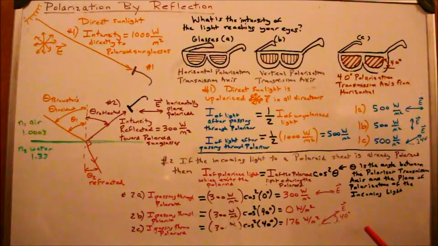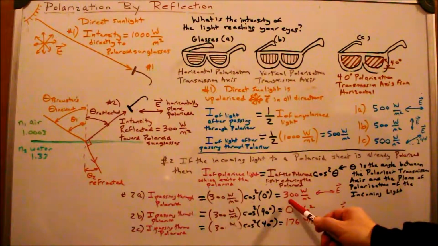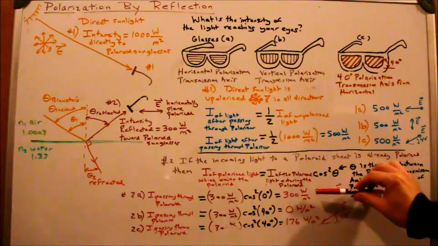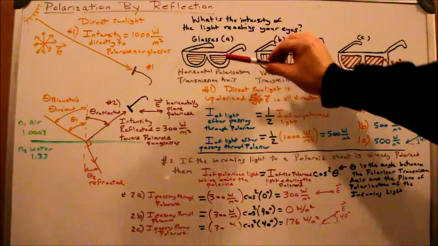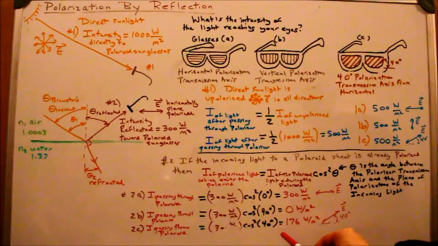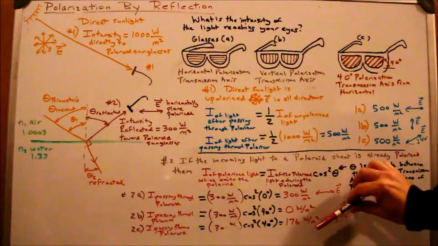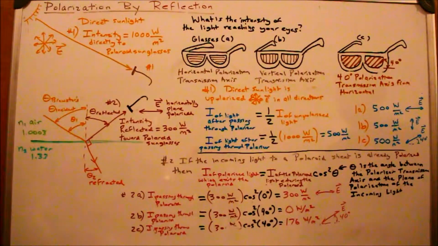Number 2. For 2A, it's 300 watts per meter squared, and the polarized light which goes through glasses A is horizontal. For 2B, it's 0 watts per meter squared, and for 2C, it's 176 watts per meter squared, and the polarized light which goes through the sunglasses is at 40 degrees to horizontal. If you didn't get those answers, we'll talk about it.